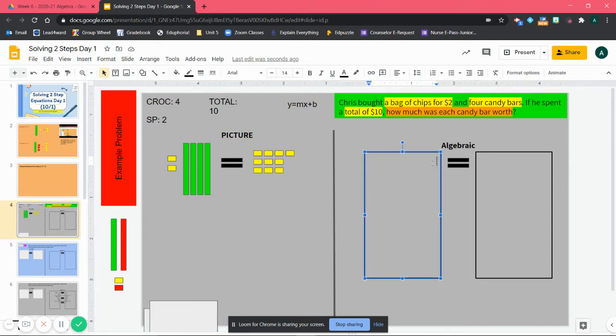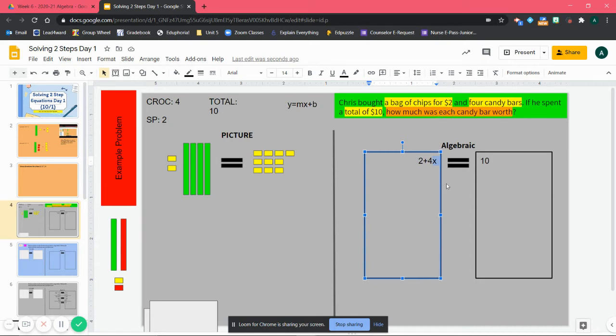So when I go to write my algebraic side, I know that my equation is going to look exactly like my picture here, where I have 2 plus 4 x's, and it's equal to 10 positive ones. So 2 plus 4x equals 10. So now that I have the algebraic part, I'm going to start using my algebra tiles to help me solve for x. Now, x in this case is representing how much each candy bar is worth.